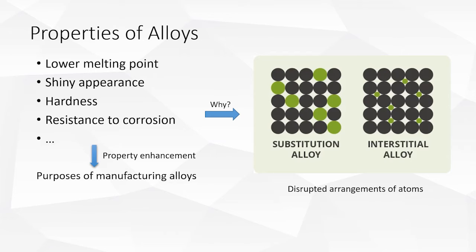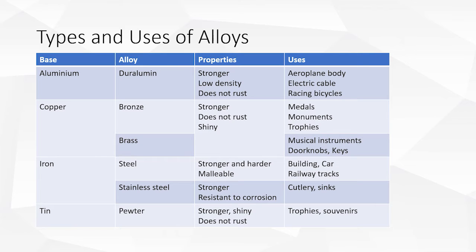In interstitial alloys, the different types of atoms are not about the same size. Alloying agent atoms fit themselves into the interstitial spaces, which are the gaps between the atoms that form in the crystalline lattice. No substitution takes place. Hence, it is obvious that the arrangement of alloys and pure metals are totally different.